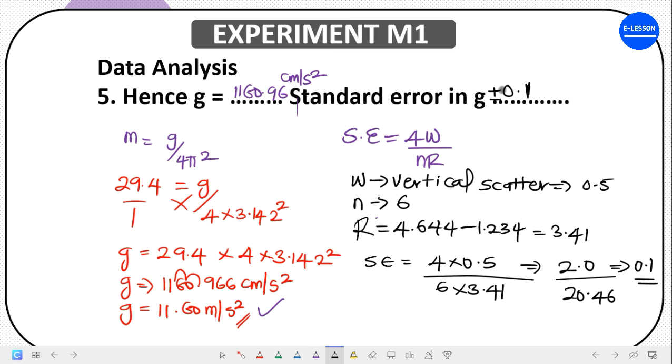So this is how to get your vertical scatter. Now use your own values. Don't come and use my values. If you use my values, you are doomed. Are you getting it? Use your own values and solve.